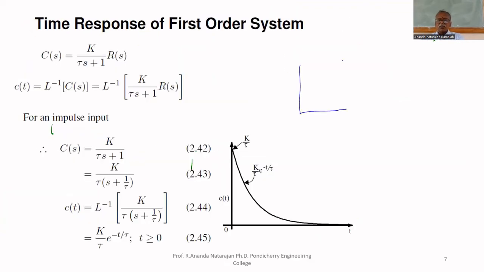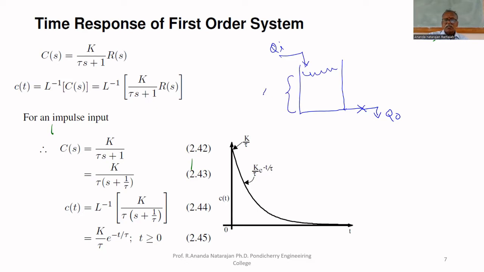What is this system? This is a level system. There is an outflow rate Q naught and an inflow rate QI, like your overhead tank at home. Q naught is the outflow rate, QI is the inflow rate, in liters per hour, liters per minute, or kg per minute or kg per second, like that.